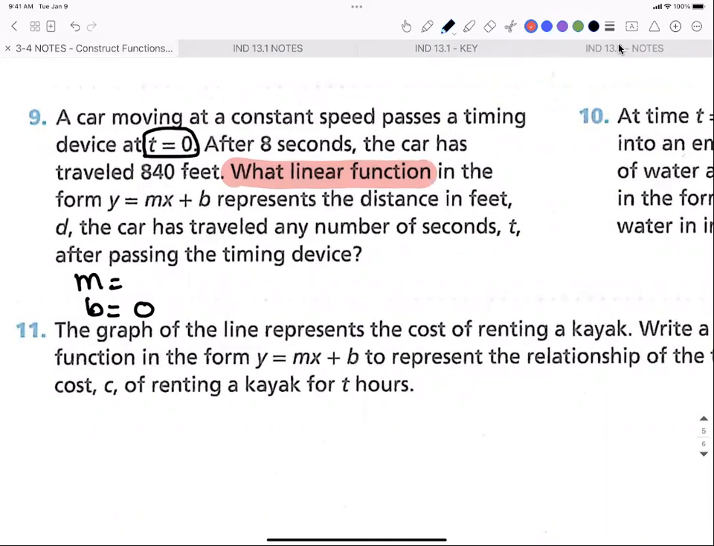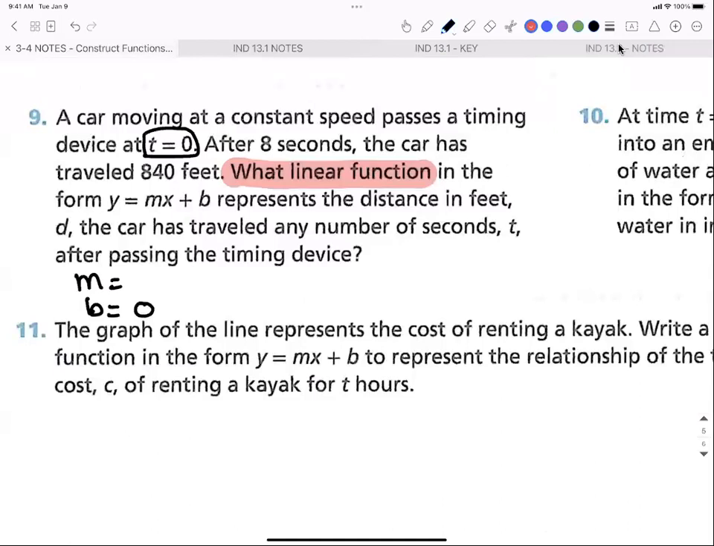After 8 seconds, the car has traveled 840 feet. So we need an m, and we know our m is movement. What's changing here? The amount of feet we travel per what? Per second. Because it's the distance traveled per time, anytime it's distance in time, it's always distance over time, always, okay? I'm not going to say that time is 100% always your x, but when it's distance in time, it is.